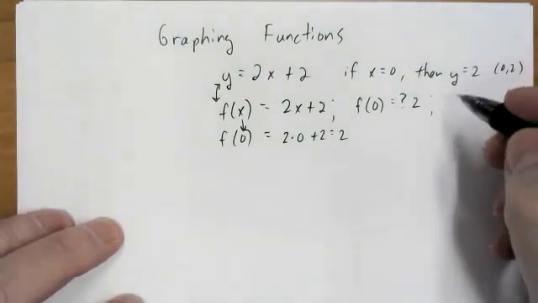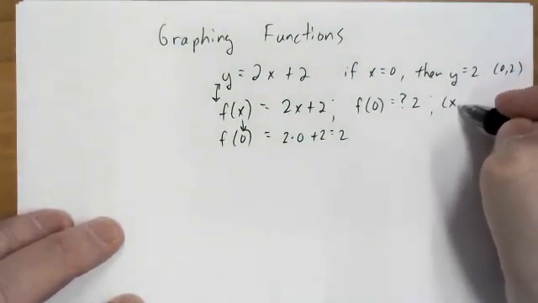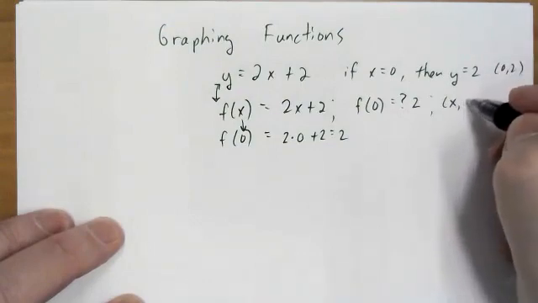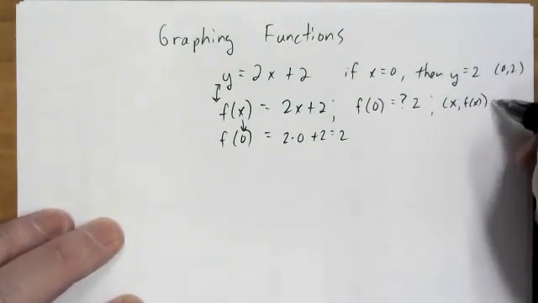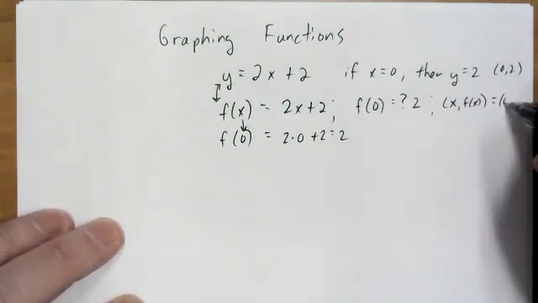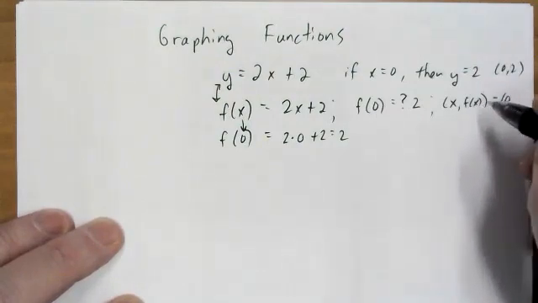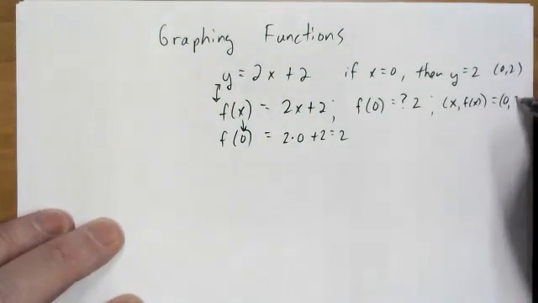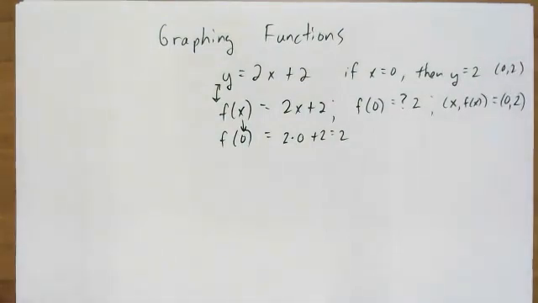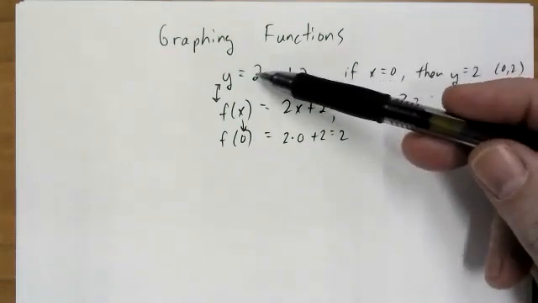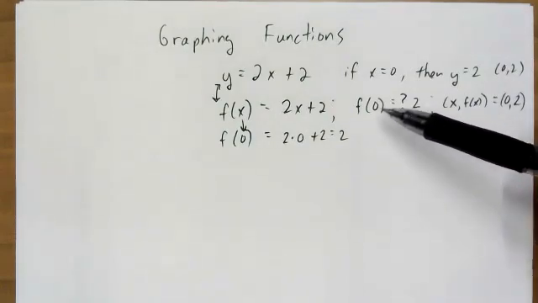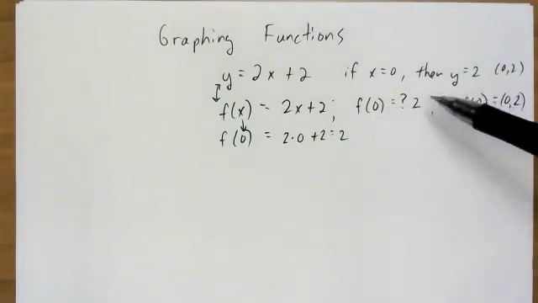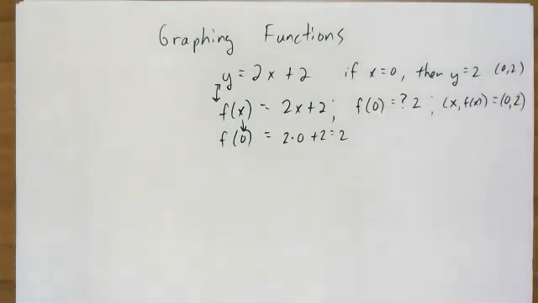Now, if we were going to graph this, I explained in the last video, my ordered pair is like x and f of x. x was 0. When I plug in 0 for x, f of x is 2. So you notice I'm graphing the same point, which makes sense because this equation and this function are the same. It's just a different way of looking at it. So this is called function notation.